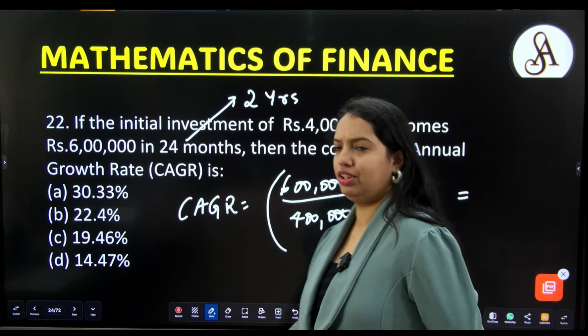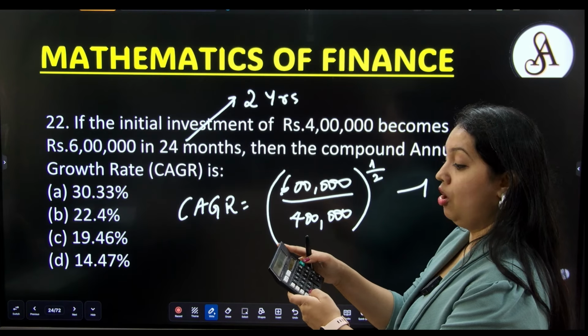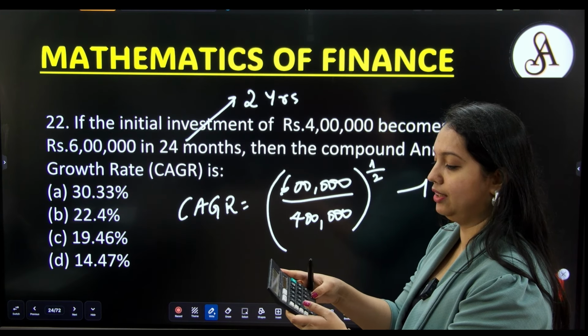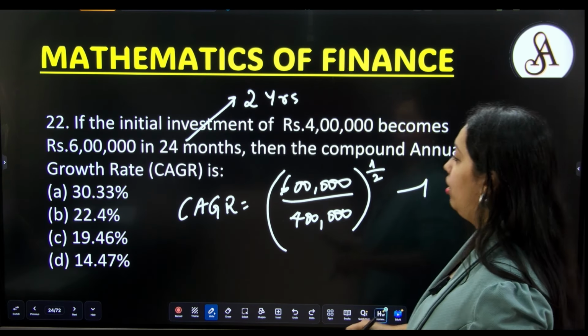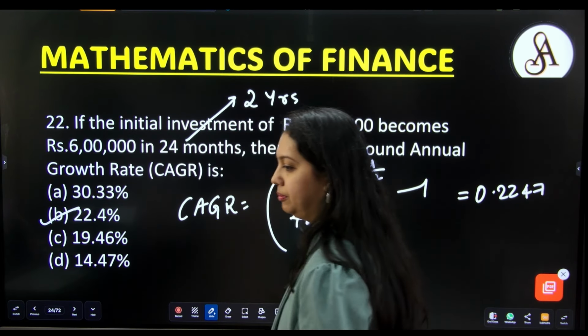How do you do 1 by 2 on the calculator? Square root button. So 6 lakh divided by 4 lakh. Whatever answer you are getting, 1.5, press on square root button, minus 1. Same like last question, I am getting 0.2247 or 22.47%. Simple question. Next.